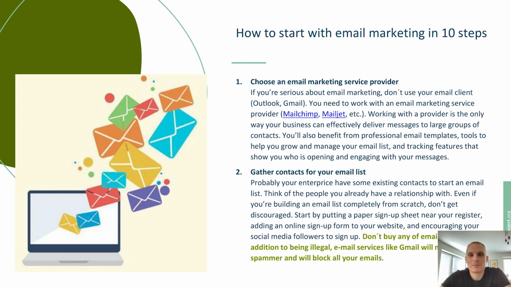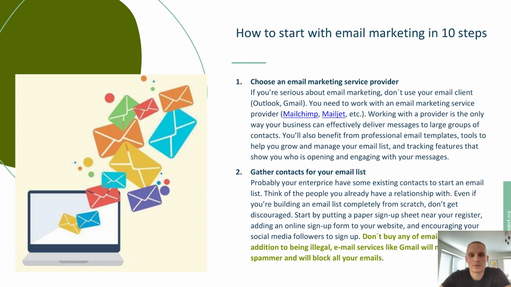How to start with email marketing in 10 steps. Choose an email marketing service provider. If you're serious about email marketing, don't use your email client, Outlook or Gmail. You need to work with an email marketing service provider, MailChimp, MailJet, etc. Working with a provider is the only way your business can effectively deliver messages to a large group of contacts. You'll also benefit from professional email templates, tools to help you grow and manage your email lists, and tracking features that show you who is opening and engaging with your messages.